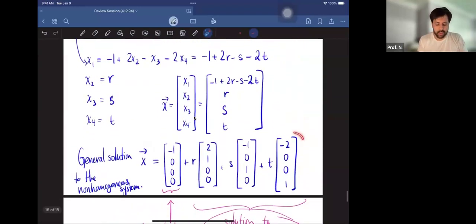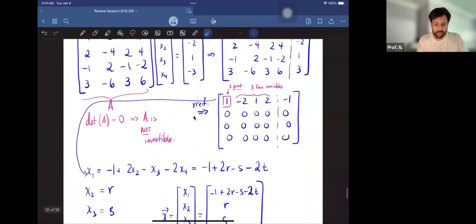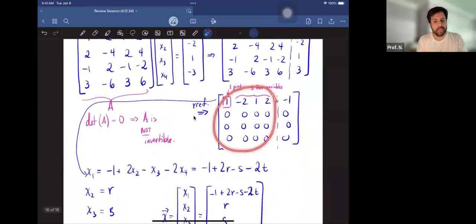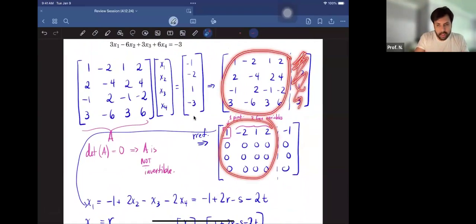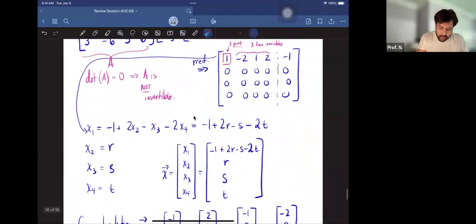Now, where do we get this stuff from? Well, we got it from the row reduced echelon form. If you made all these zeros and just performed row reduced echelon form on the matrix, and we've done so, you still get this matrix no matter what. You still will get these guys for x1, right? No matter what.